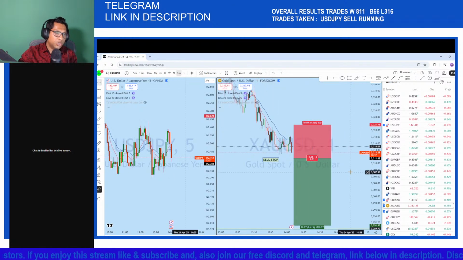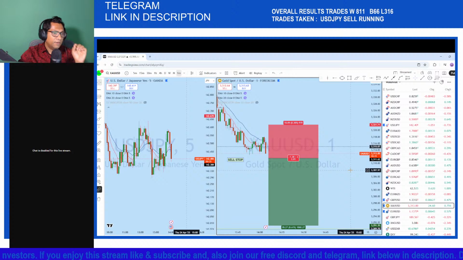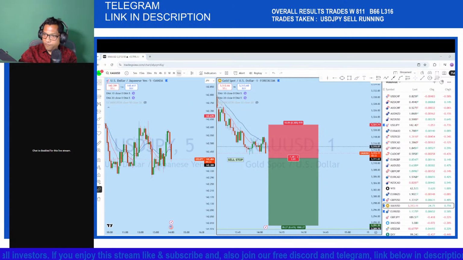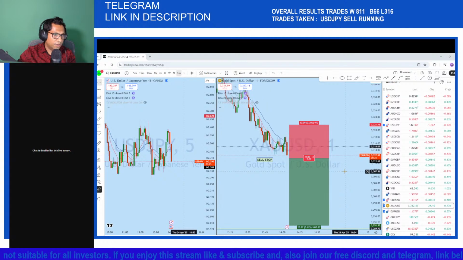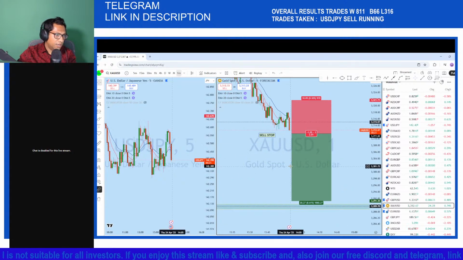So you see that on XAUSD, place the pending order, waiting for a possible trigger here. I think, do you guys think that it's gonna break below? I think so. What do you think? I think so. It might be coming here.